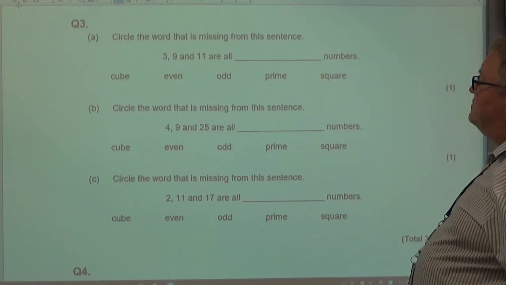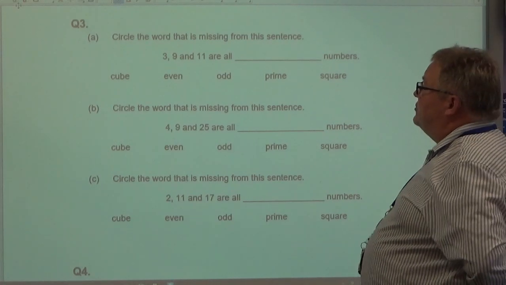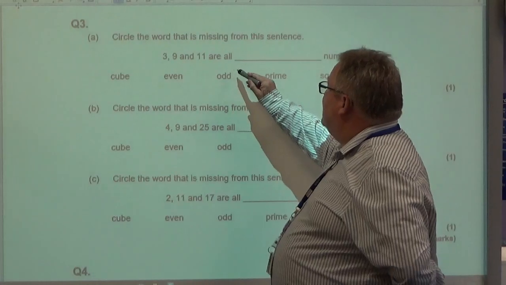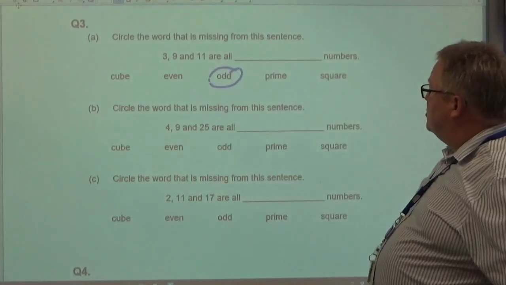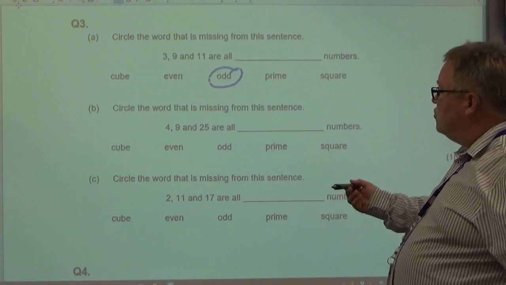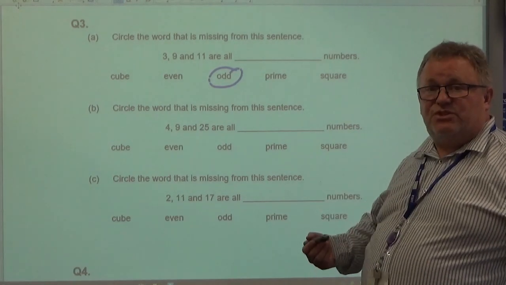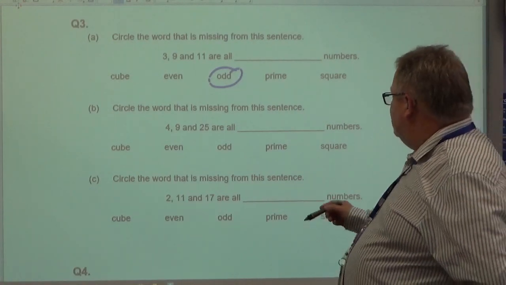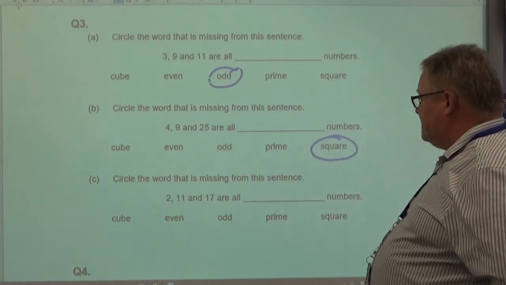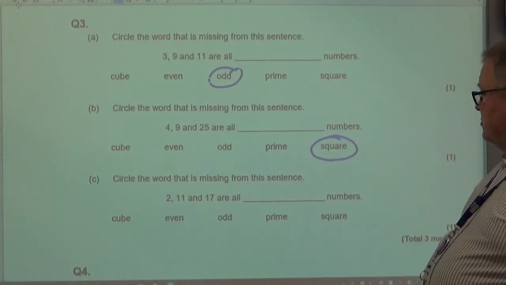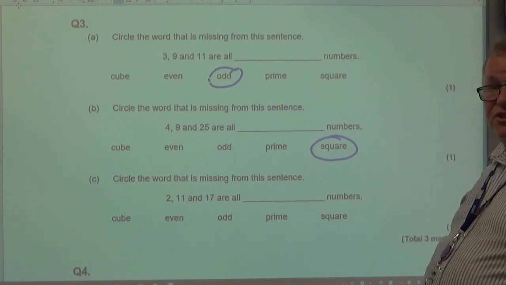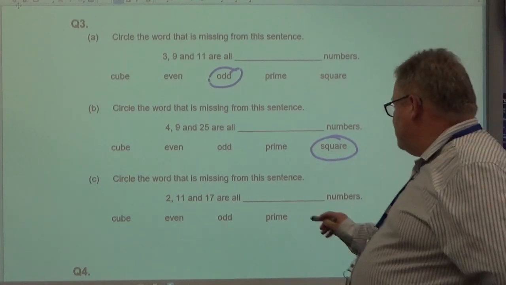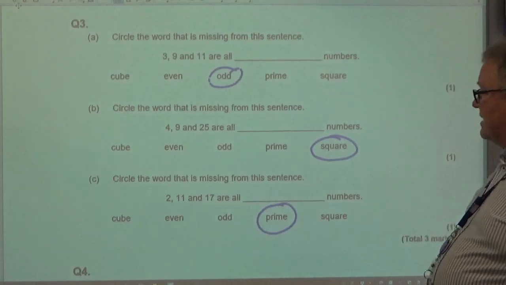Circle the word that's missing from this sentence. Looking at 3, 9, 11, the one that fits is odd numbers. Circle the word that's missing, again looking at 4, 9 and 25. 2 squared is 4, 3 squared is 9 and 5 squared is 25, so those are square numbers. And those at the bottom, 2, 11 and 17, all only have 2 factors, so they're all going to be prime numbers, because a prime number only has 2 factors.